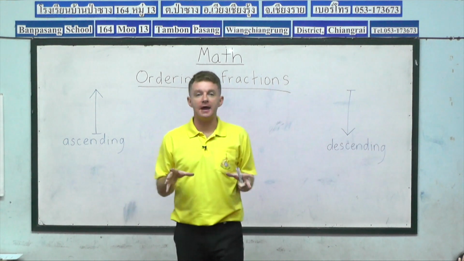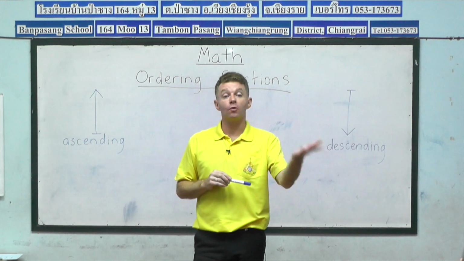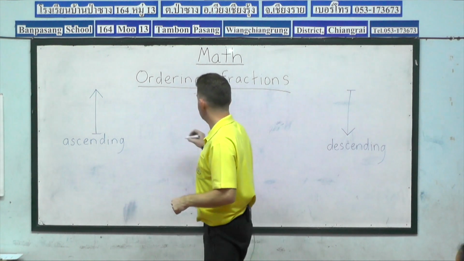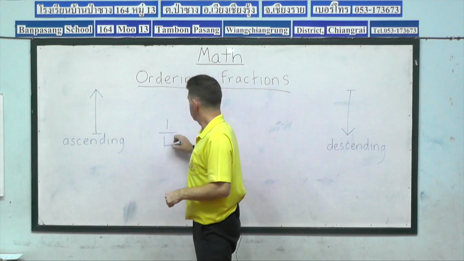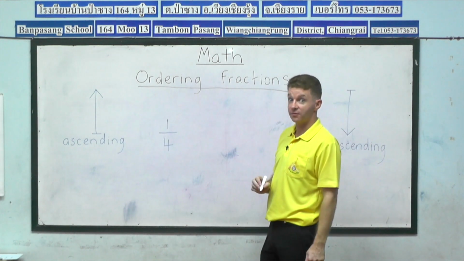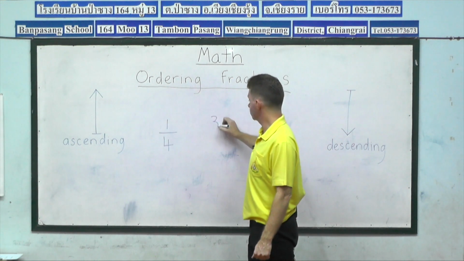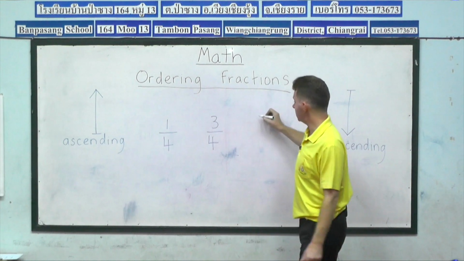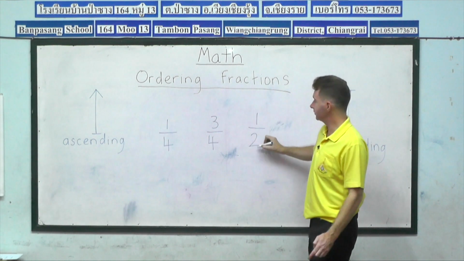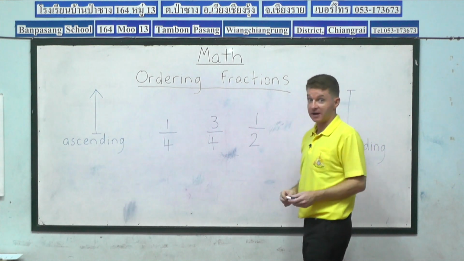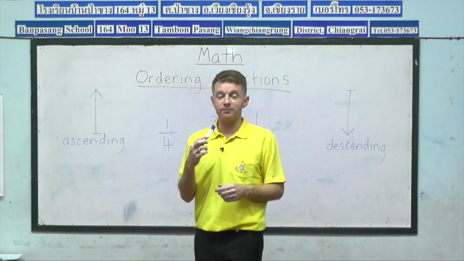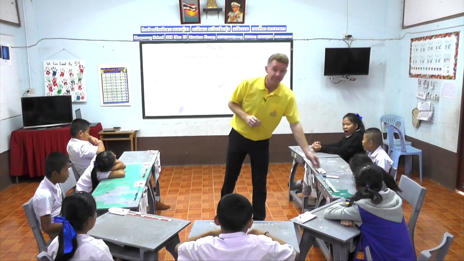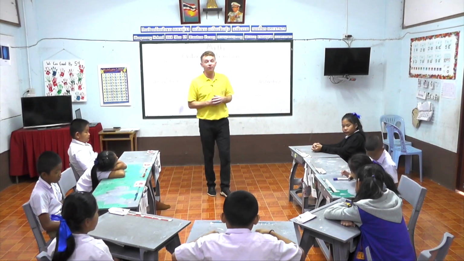Okay, so what we need now is a few fractions on the board before a student comes forward and puts them in the correct order. So first of all, we will have 1/4. 3/4. And then we will have 1/2. So we've got our three fractions now. What we need is our student to demonstrate how to put them into the correct order. And our first student will be Prau. So Prau can come and join me at the front of class.